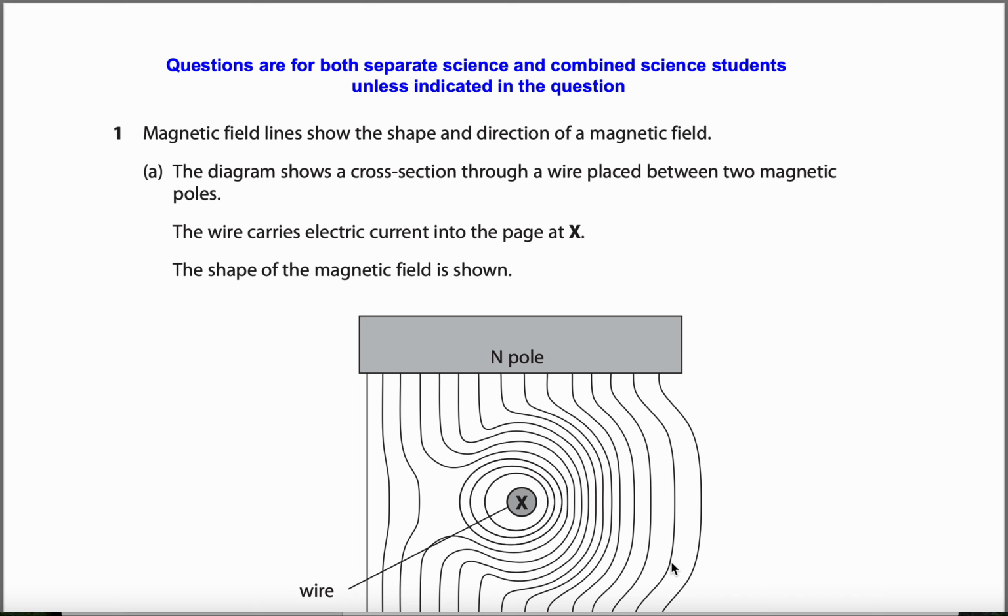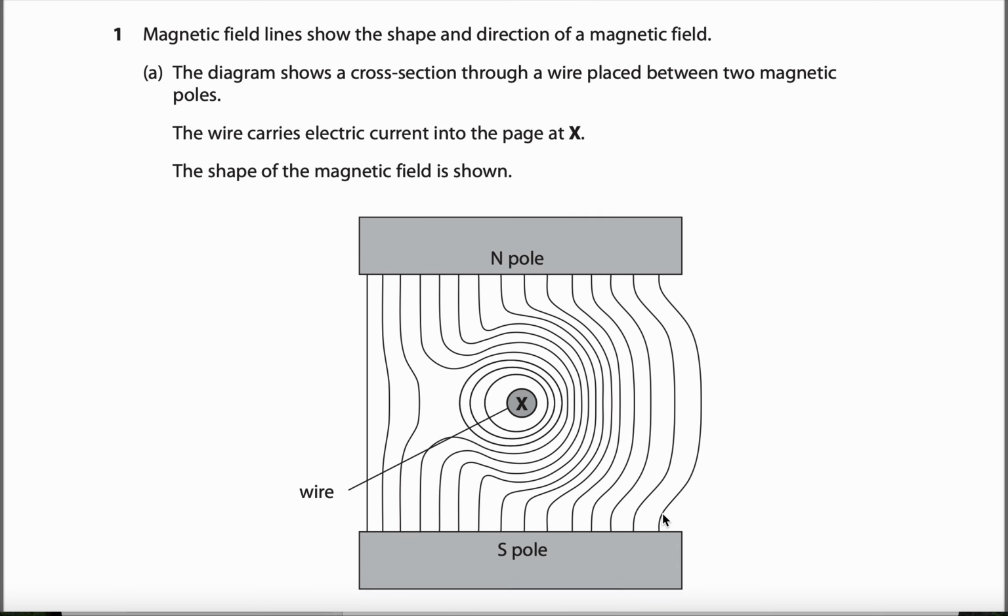Questions for Edexcel IGCSE, separate sciences. So this is for paper 2, I think. So this is the contents. Magnetic field lines show the shape and direction of magnetic field.